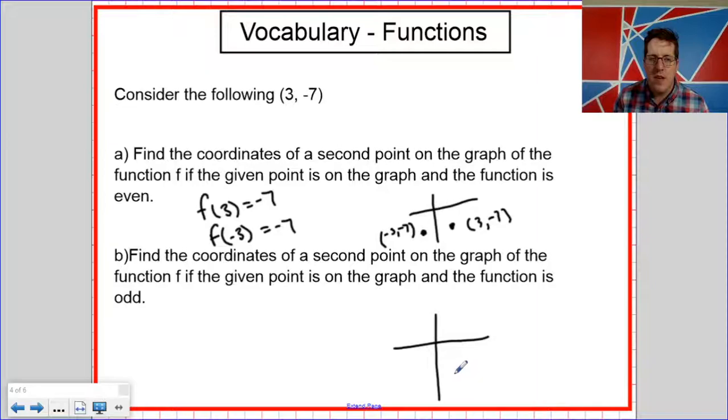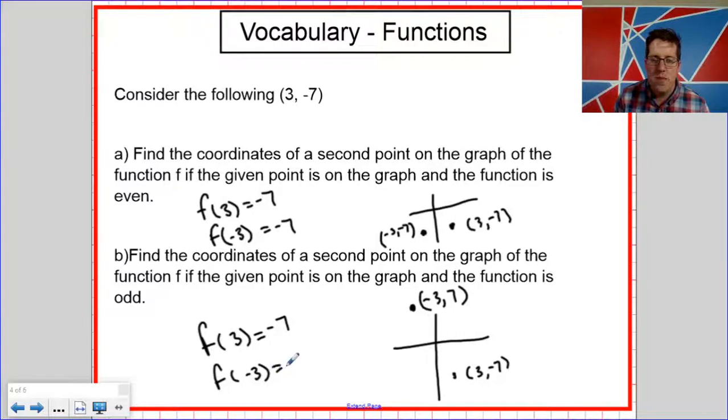For the second example, the same thing but odd, I need to look across my origin for a point here. -3, +7. So, the function evaluated at 3 gives me -7. For an odd function, taking the opposite of the input gives me the opposite of the output.